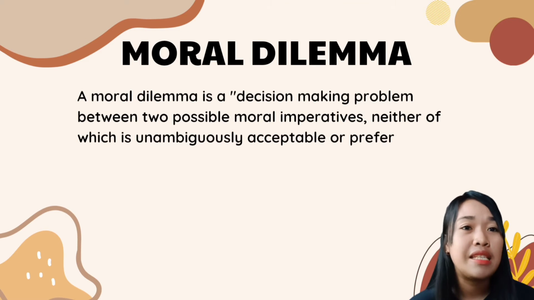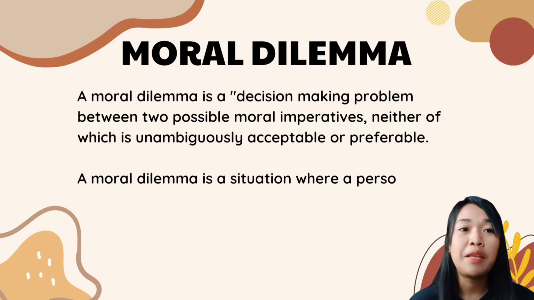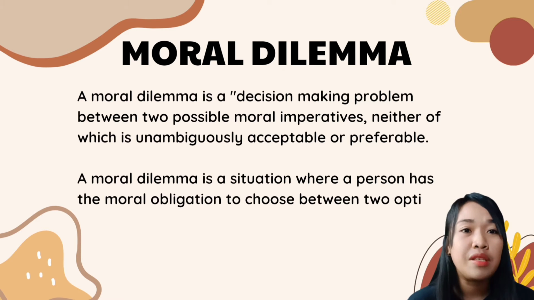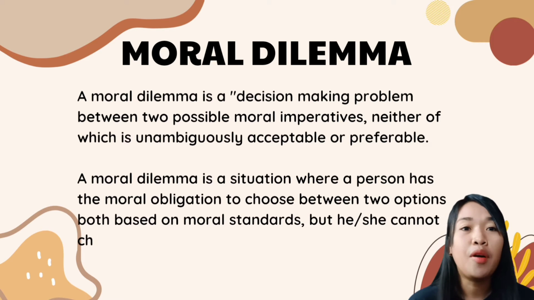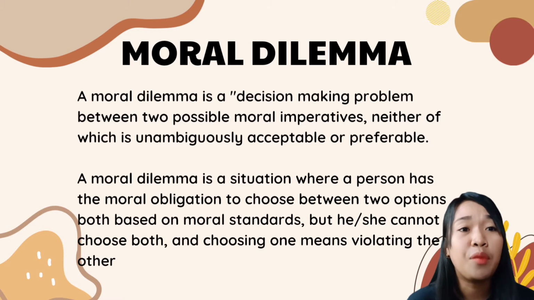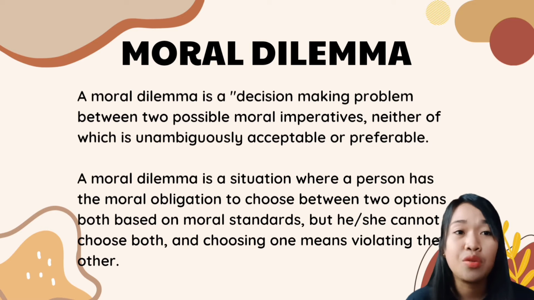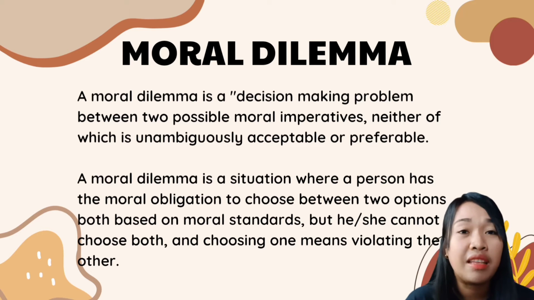A moral dilemma is a decision-making problem between two possible moral imperatives, neither of which is unambiguously acceptable or preferable. A moral dilemma is a situation where a person has the moral obligation to choose between the two options, both based on moral standards. But he or she cannot choose both, and choosing one means violating the other.